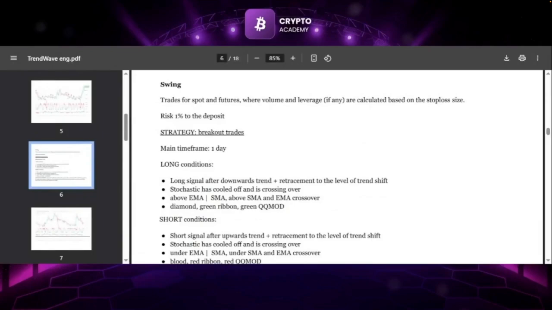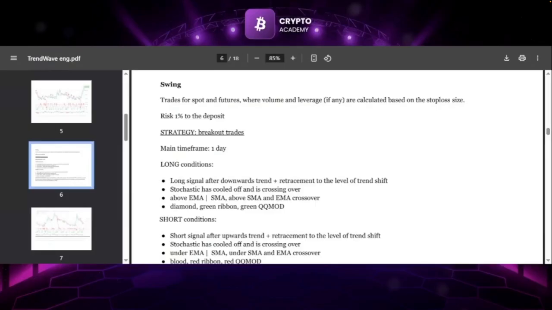After a downward trend, if we trade breakouts, stochastic has cooled down, crossing over. We are above EMA, SMA, and above their crossover. An additional confirmation is presence of a buyer on green ribbon or green QQ mode.